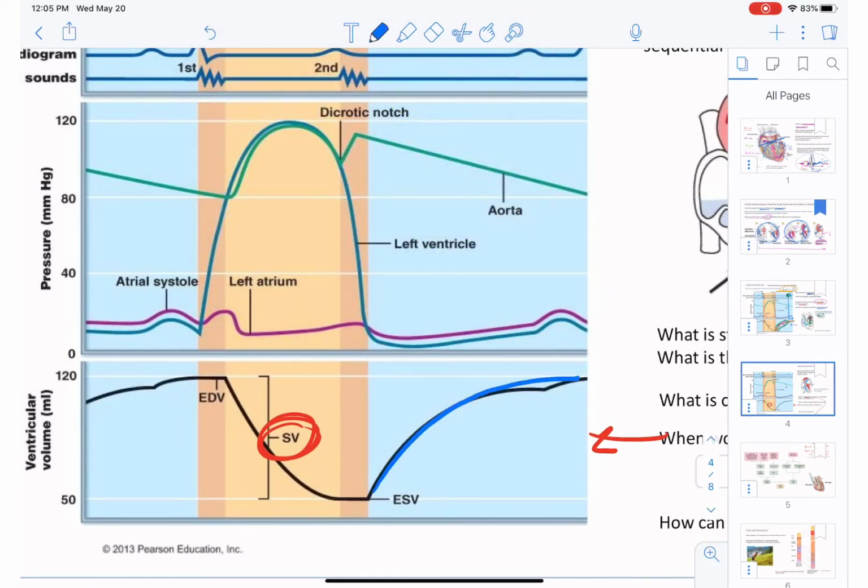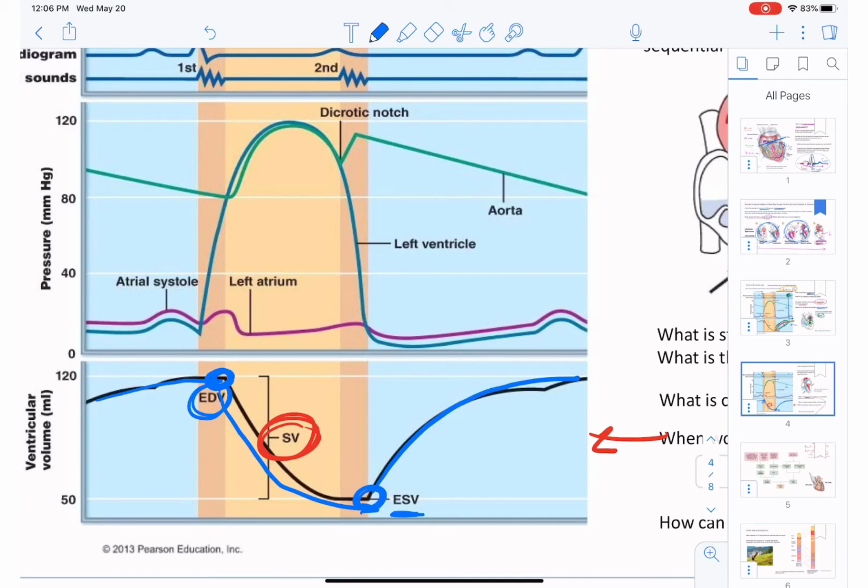Well, after the ventricles fill up with blood, after ventricular filling, you're left with a value called EDV. This is called end diastolic volume, and this is the maximum amount of blood that's going to be present in the ventricles. So at the beginning of ventricular systole, we have the maximum amount of blood in the ventricles. Then the ventricles contract, they shoot all of that blood out of the ventricles, and you're left with this low point, the end systolic volume.